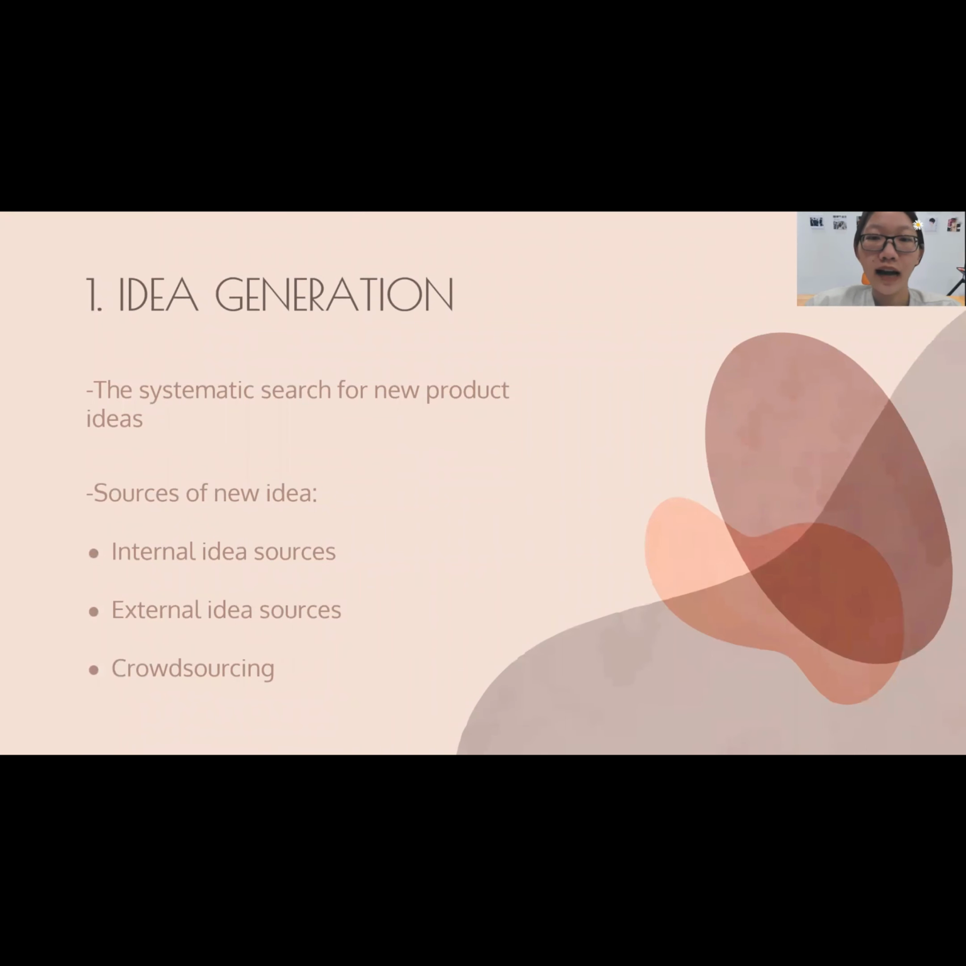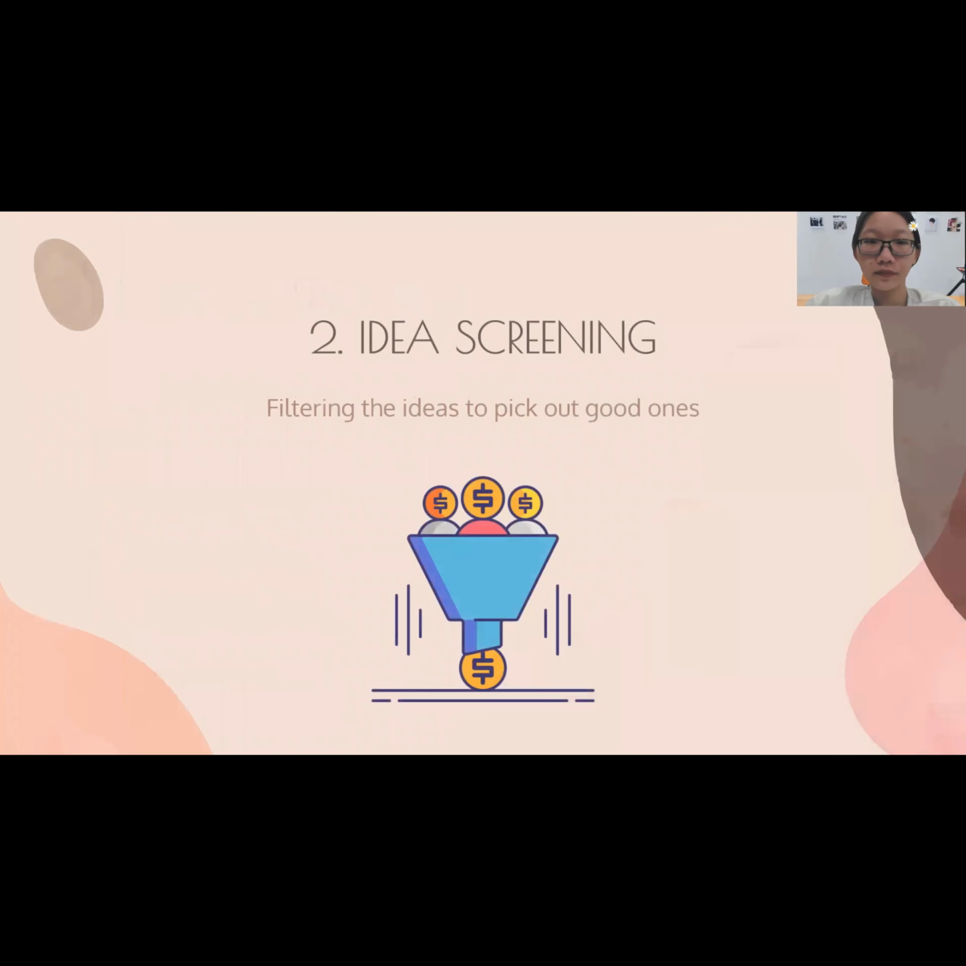NPD begins with idea generation, the systematic search for new product ideas. Sources of new ideas can be identified internally and externally. Moreover, many companies are developing crowdsourcing or open innovation new product idea programs. The next step in the NPD process is idea screening, which means filtering the ideas to pick out good ones. The company only wants to advance the product ideas that will turn into profitable products.